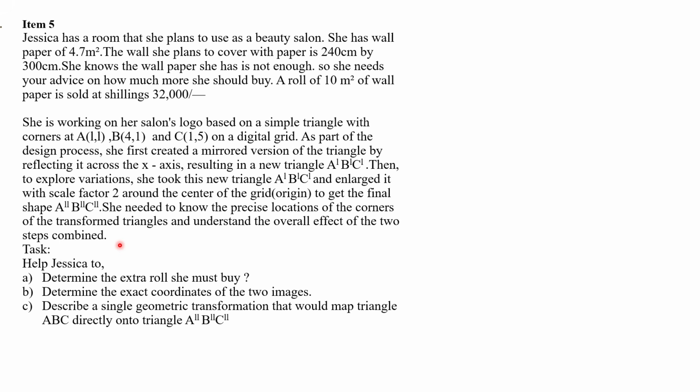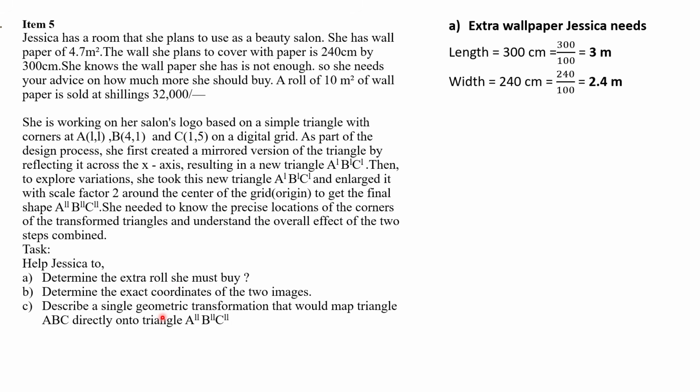Task: help Jessica to determine the extra rolls she must buy, determine the exact coordinates of the two images, and then describe a single geometrical transformation that would map triangle A directly onto the final triangle A prime, B double prime, and C double prime. Now here I want to start with this first paragraph.